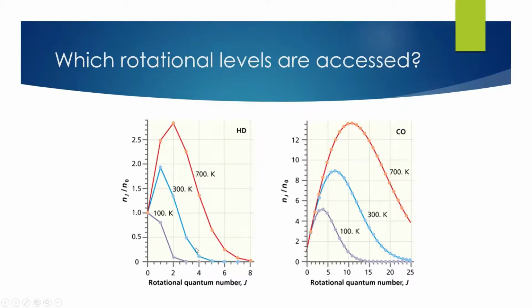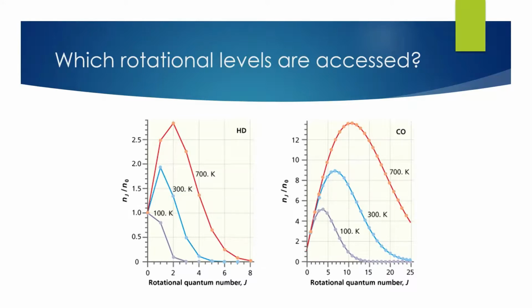We have a significant population up till about J equals 4. For carbon monoxide, on the other hand, with bigger molecules and a weaker bond, we end up having all the way up to about J equals 25 active. And of course, at higher temperatures, both of these will be shifted to higher numbers of states active. And we can do some calculations, and you've done these kind of calculations to show that this is the case, that all molecules have a significant amount of rotational levels accessed.